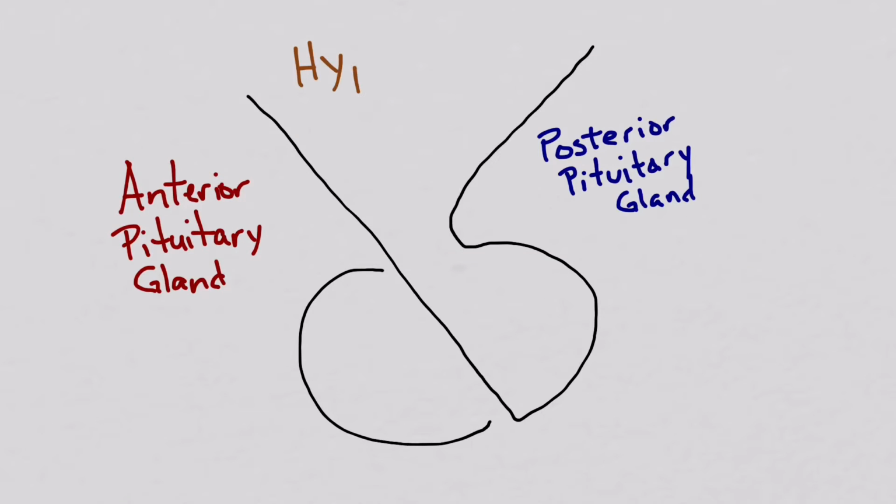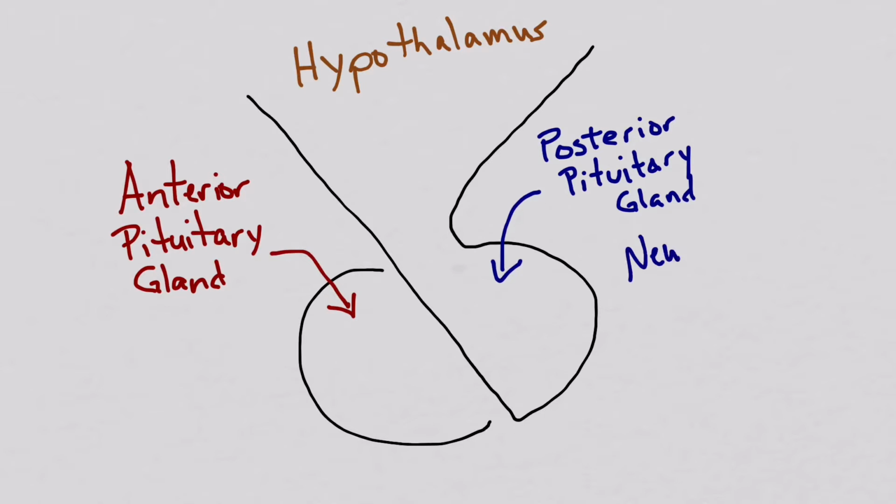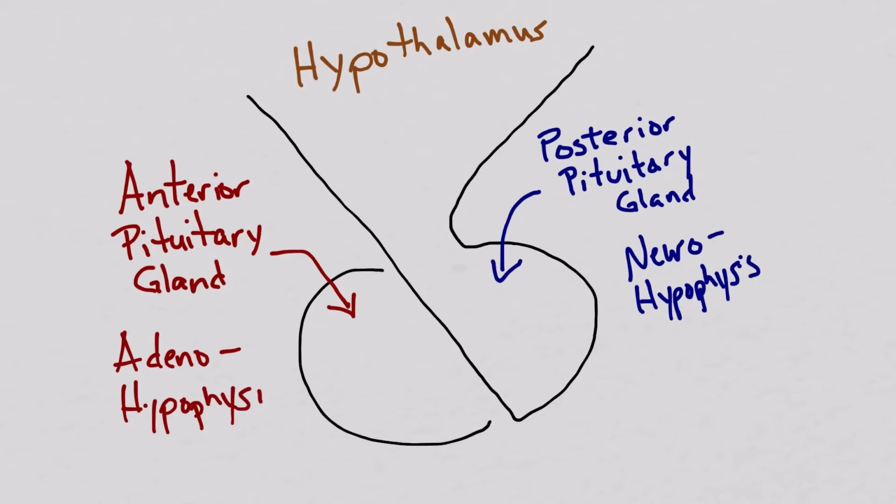Hello, this is Dr. Mark Weierman, and this will be an overview of the hypothalamus and its relationship with the anterior and posterior pituitary gland. Another name for the posterior pituitary gland is the neurohypophysis, and another name for the anterior pituitary gland is the adenohypophysis. The hypothalamus communicates with the neurohypophysis and the adenohypophysis differently.